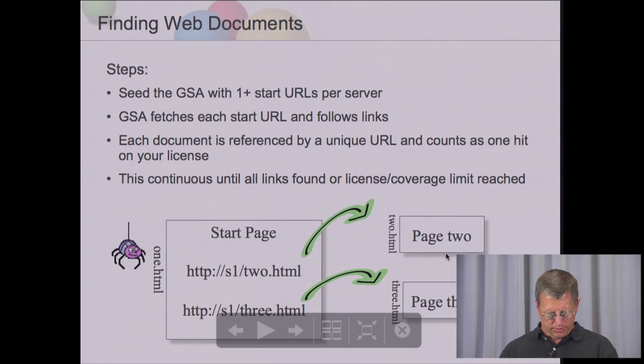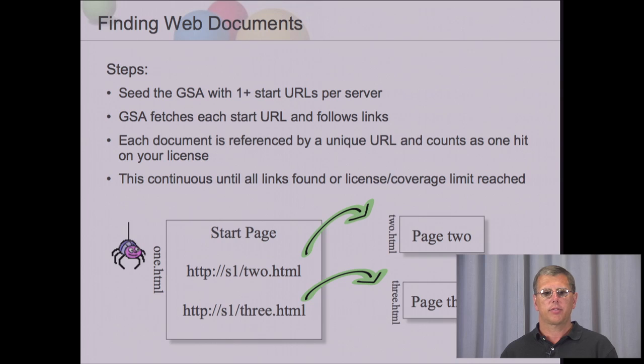Here's an example of one document. This is the start page, and it's on server S1. What we'll do is we'll open up that start page and we'll see two more links, to 2.html and to 3.html. Those links will be followed. GET requests will be sent to the web server. The documents 2.html and 3.html will come back to the crawler. Crawler will open those documents, look for more links, and then if they're found, they'll follow those links too.